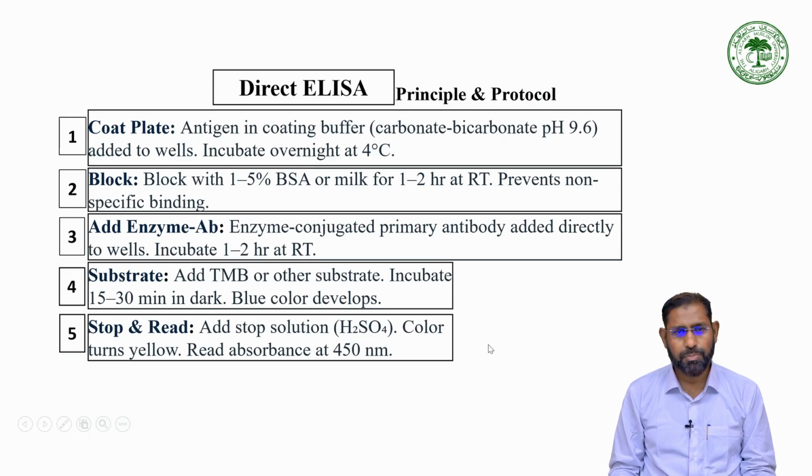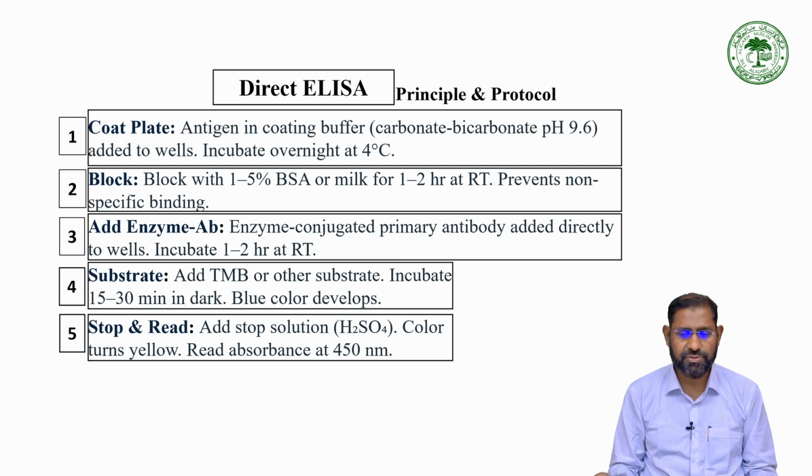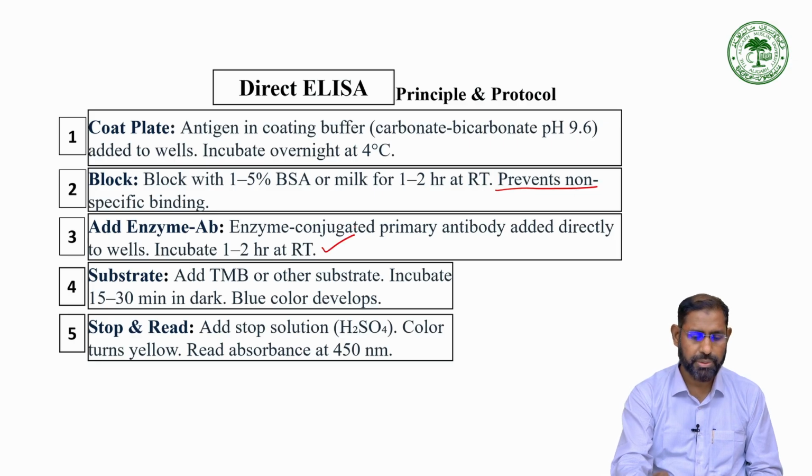Next we block the plate with 1.5% BSA or bovine serum albumin or milk for 1 to 2 hours at room temperature. It prevents non-specific binding. Now we add the enzyme-tagged antibody: the enzyme-conjugated primary antibody is added directly to the wells and incubated 1 to 2 hours at room temperature.